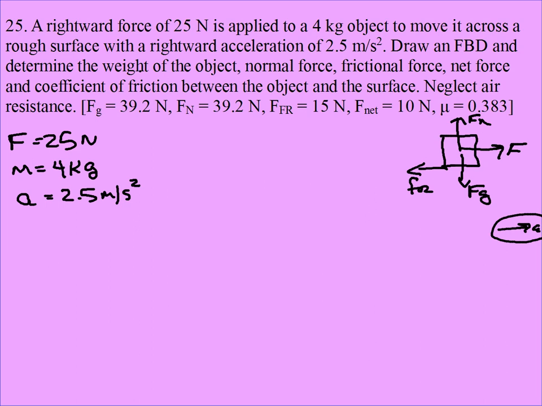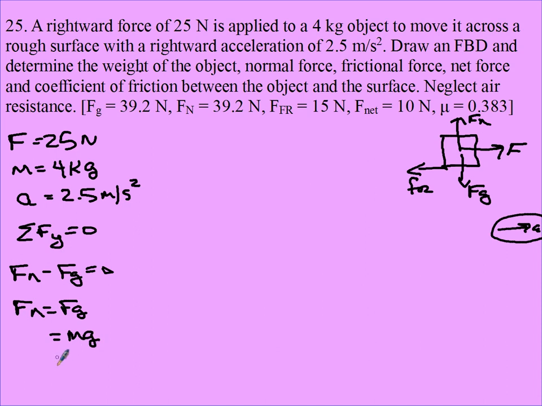Well, let's sum the forces in y. Sum of the forces in y is 0 because it's not moving in y. I have Fn going up and Fg going down. So it's going to be Fn minus Fg equals 0. So the normal force is equal to the force due to gravity. So this is equal to mg. So the mass is 4 kilograms. Gravity is 9.8 meters per second squared. So Fg and Fn are equal to 39.2 newtons. So those two are taken care of. One fell swoop.